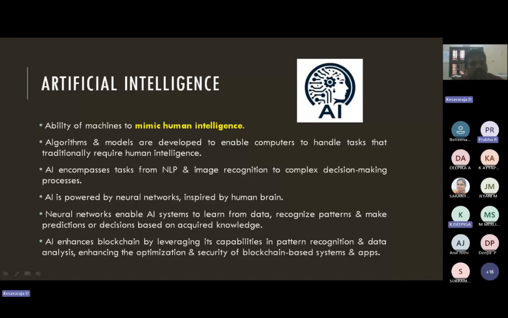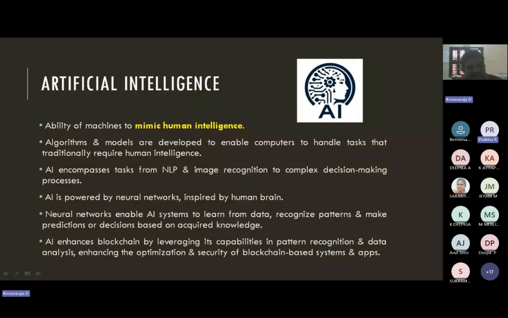Just mimic human intelligence as machine intelligence with the support of some algorithms and models that enable computers to handle complex tasks in a faster way. So the machine intelligence is achieved via algorithms and models. In that domain, AI encompasses a variety of applications like natural language processing, image recognition, complex decision making, etc. This AI is powered by neural networks, and the neurons are inspired by the human brain. The entire neural network is inspired by the human brain.